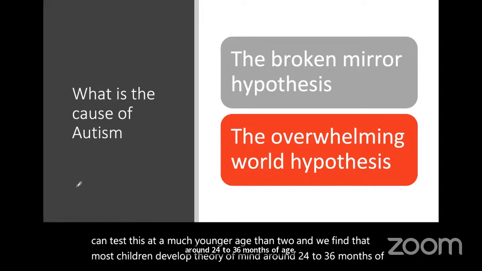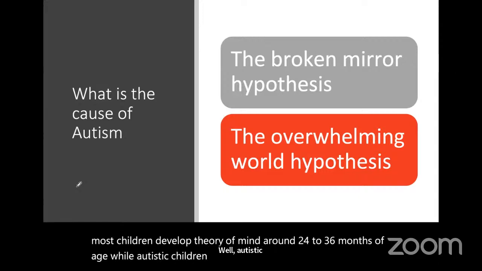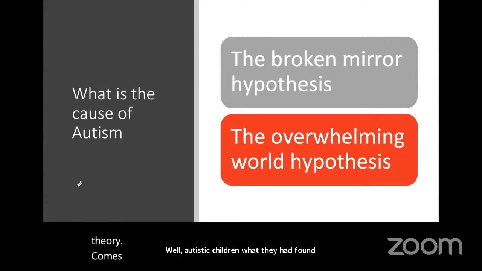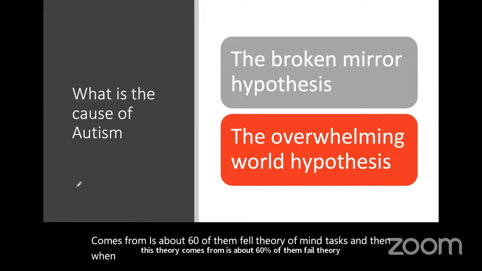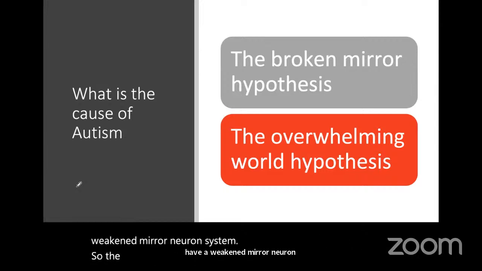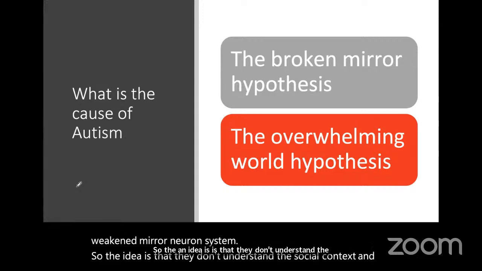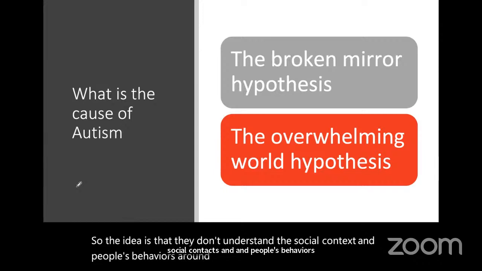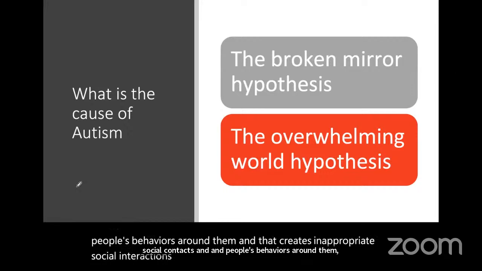Well, autistic children, what they had found and where this theory comes from is about 60% of them fail theory of mind tasks. And then when we do neuroimaging of their brain, they have a weakened mirror neuron system. So the idea is that they don't understand the social context and people's behaviors around them. And that creates inappropriate social interactions and an insecurity about being in social situations.